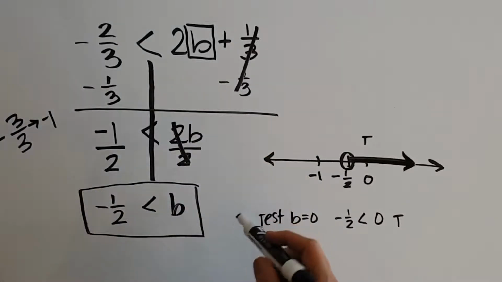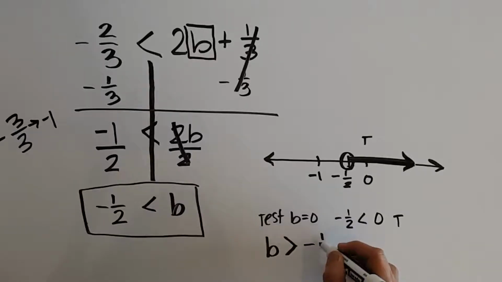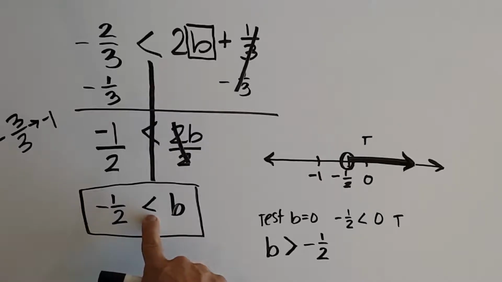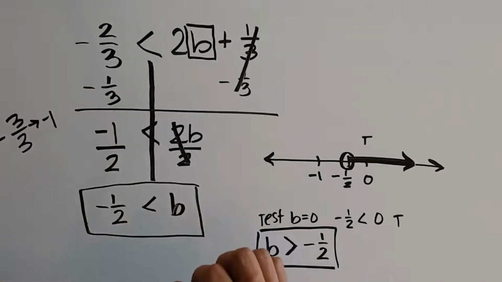We can also rewrite this as b is greater than negative 1/2. If you want to flip sides, you have to also change the direction of your inequality to make it a true statement. So either of these would be solutions. Let's take a look at another example.